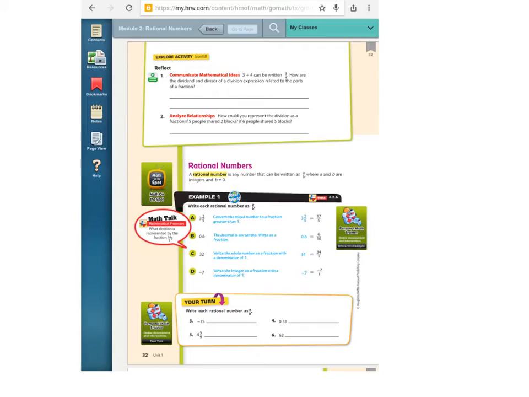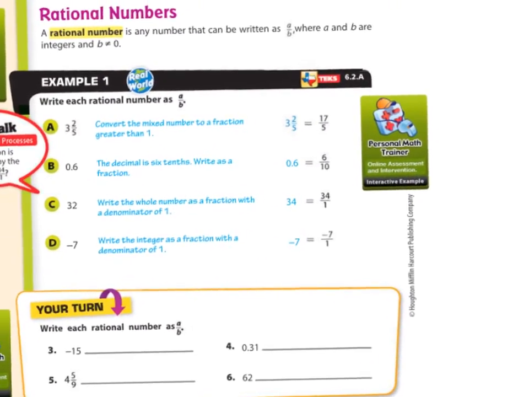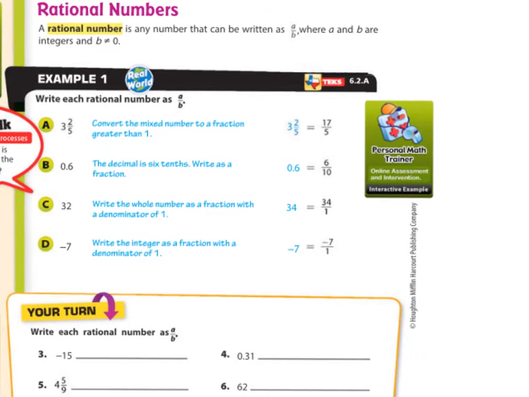We're going to look first at rational numbers and the definition of a rational number. A rational number is any number that can be written as a fraction a over b, where a and b are integers and b is not 0. So what they're saying is that you have to have an integer in the numerator. What's an integer? An integer is just a plain whole number, or its opposite, a negative whole number. Okay, but you can't have 0 in the denominator.